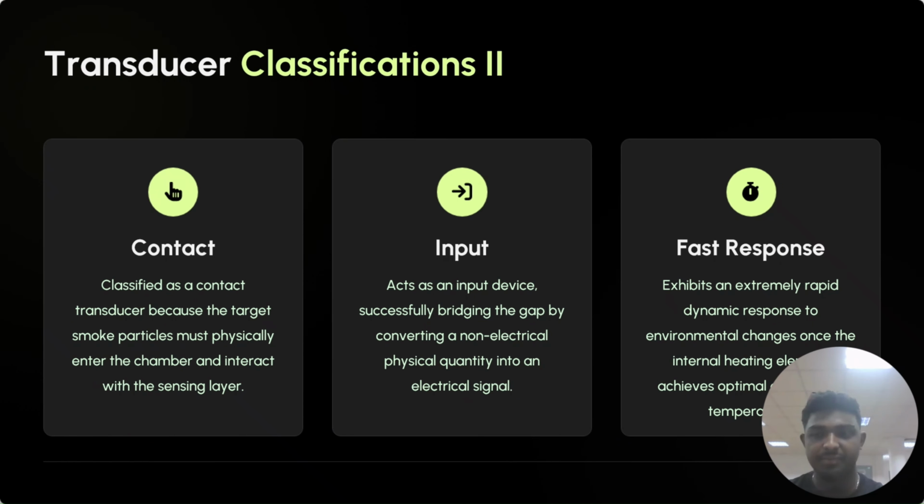Continuing with our classifications, the MQ2 is a contact transducer. Unlike a motion sensor that works from a distance, the smoke particles must physically enter the sensor chamber to be detected. It is also an input transducer, as it takes a physical environmental quantity and converts it into electrical data. One of its best characteristics is that it is a fast response sensor. Once the internal element is warmed up, it can detect a spike in smoke level within milliseconds, which is critical for life-saving applications.